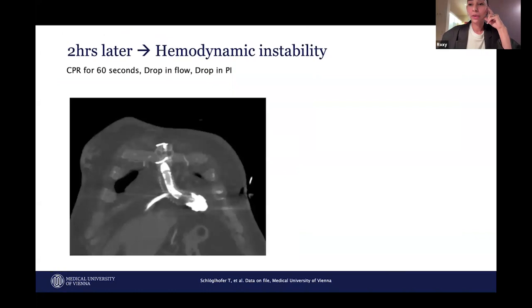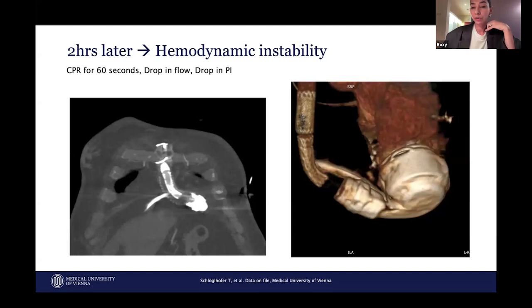In the CT scan, we saw this picture, very clear, between the pump and the graft there was a disconjunction in the outflow graft. There was no contrast here. We did a 3D reconstruction of this picture, so we had the suspicion of outflow graft twist.